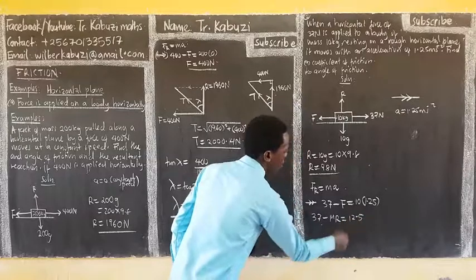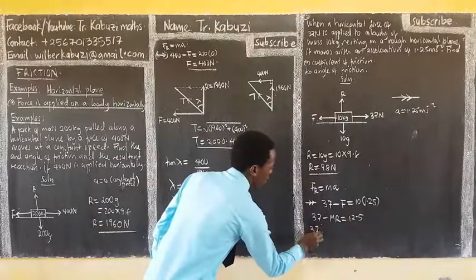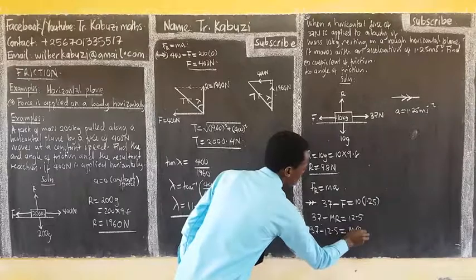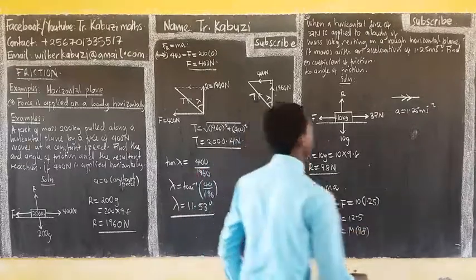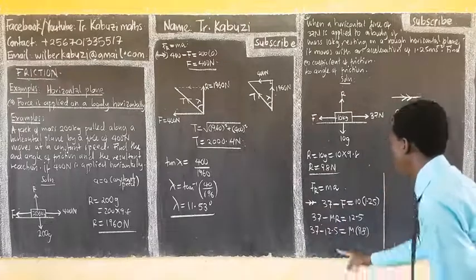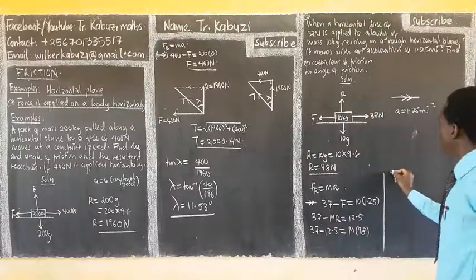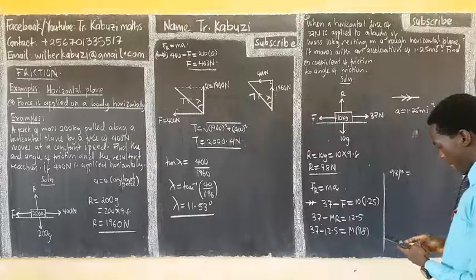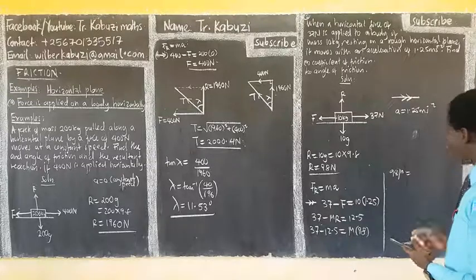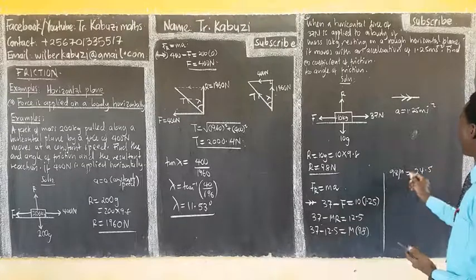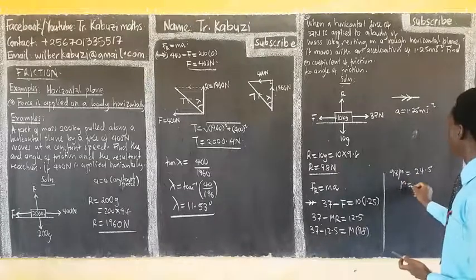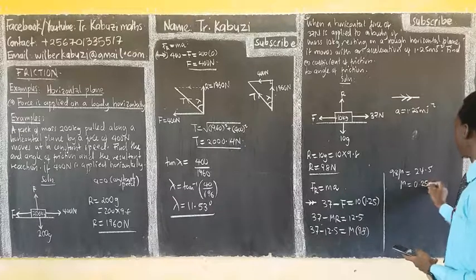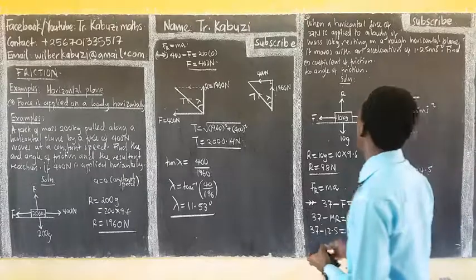If I take this side and bring it to the other side, I have 37 minus 12.5 equals mu, which we are looking for, times 98 as our reaction. So from there, you can see that I have 98 mu equals 24.5. If I divide that now, my mu is going to be 0.25. So if I have mu, now I can get the angle of friction.